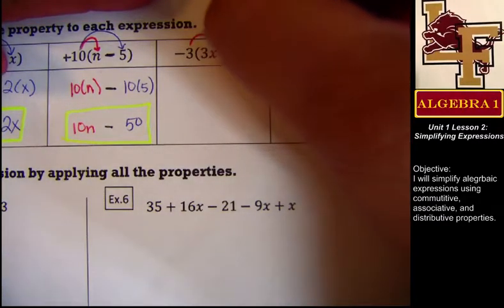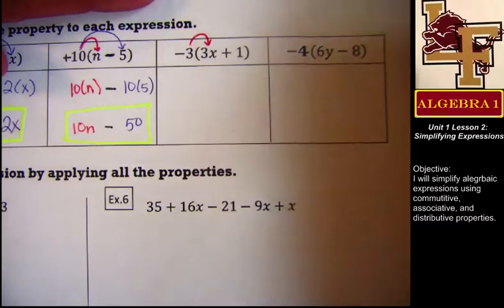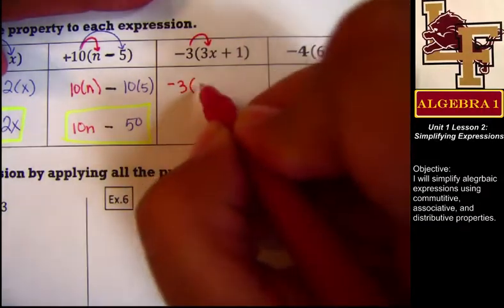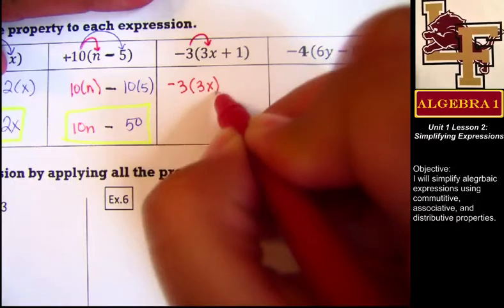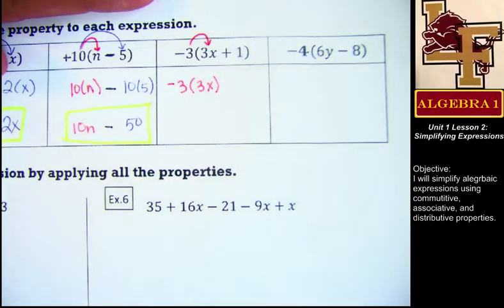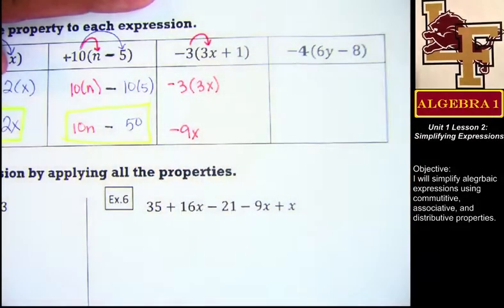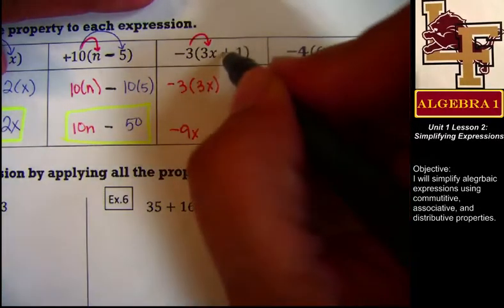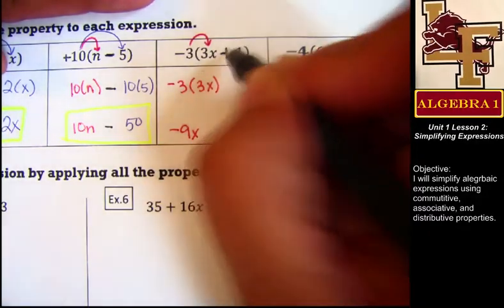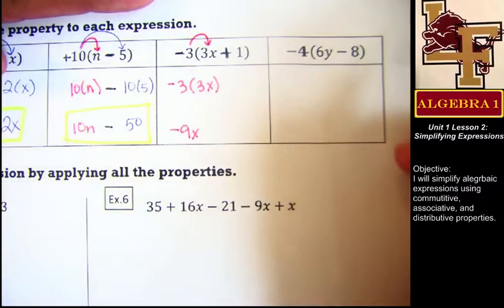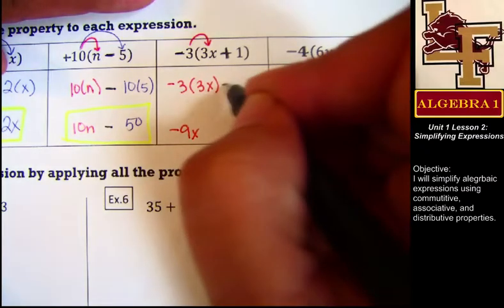Negative 3 times 3x. I heard negative 6. I heard someone try to say negative 9. 3 times 3 is? Negative 9. Stay with me, stay with me. The sign between the 2 terms. This is a plus, this is a minus. They're the same or different? Different. So this is a minus.